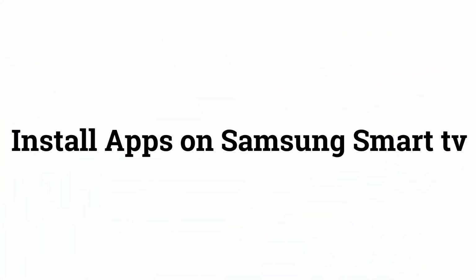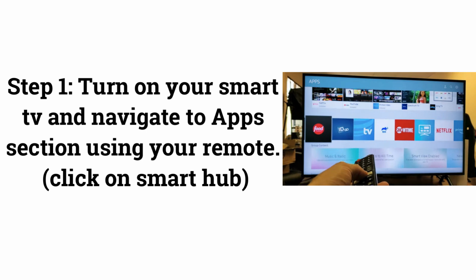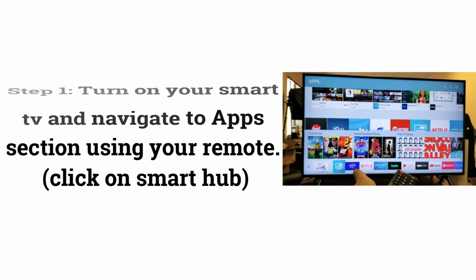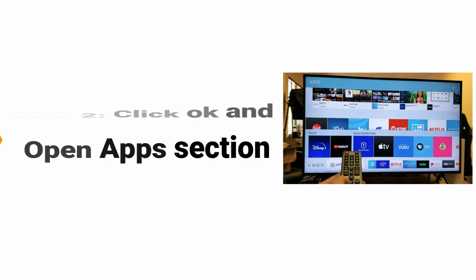Install apps on Samsung Smart TV. Step 1. Turn on your Smart TV and navigate to the Apps section using your remote. Click on Smart Hub. Step 2. Click OK and open the Apps section.